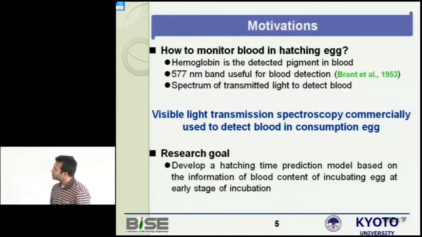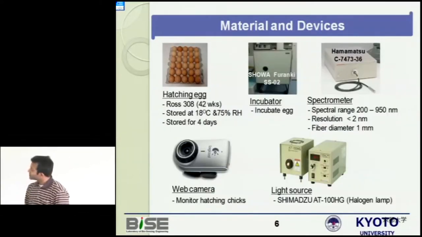Our research goal is to develop a hatching time prediction model based on the information of blood content of the incubating egg at an early stage of incubation. These are the materials and devices. We used Ross 308 parental breed at 42 weeks of age, and we used a Hamamatsu C7473-36 spectrometer to measure the spectral transmission.